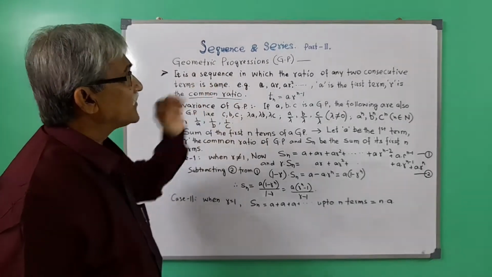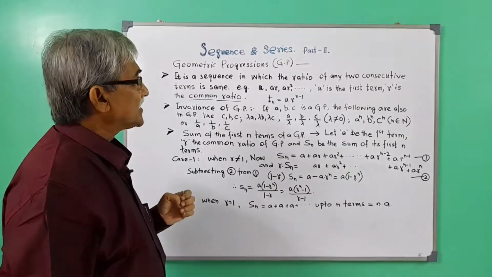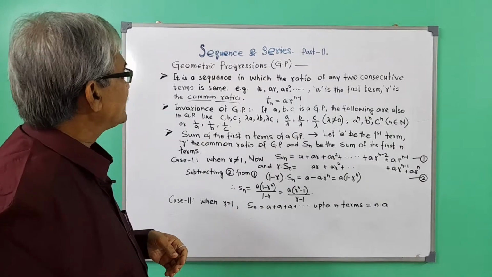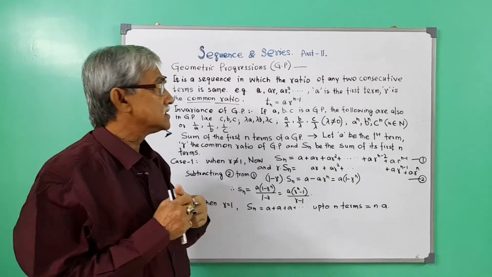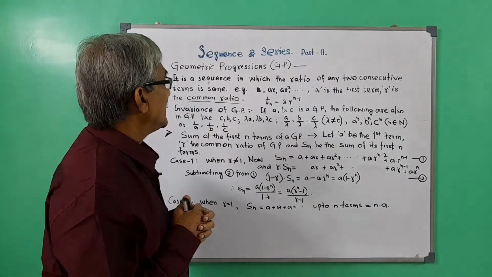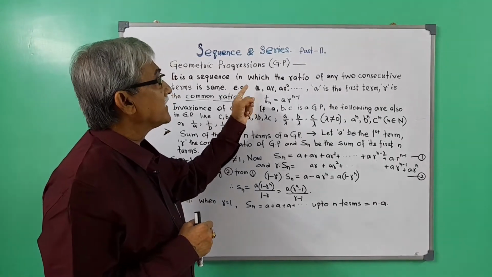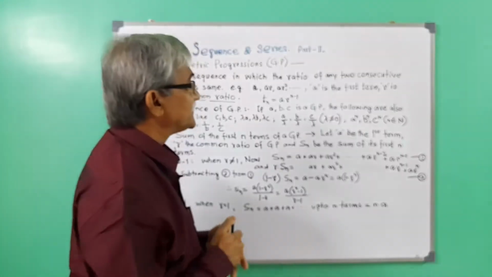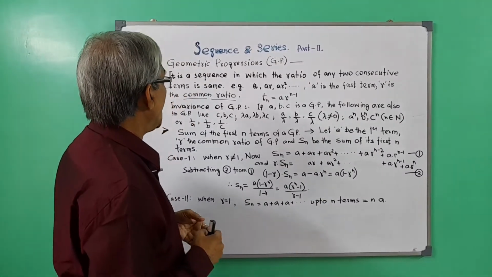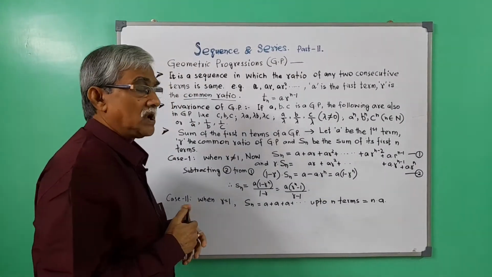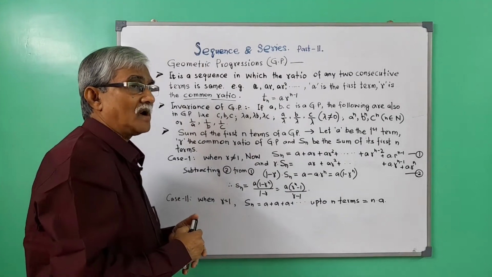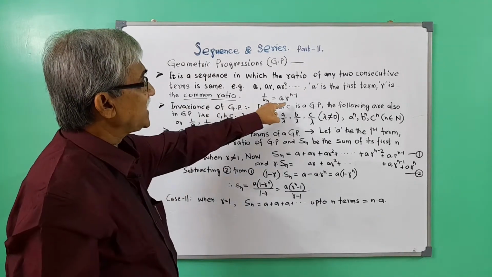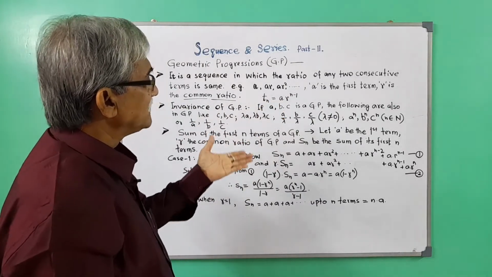So it is a sequence in which the ratio of any two consecutive terms is the same. For example, A, AR, AR square, etc. Where A is the first term, r is the common ratio, and Tn, that is the nth term of this progression, is A into r to the power n minus 1.